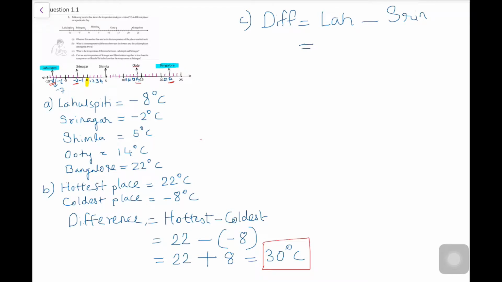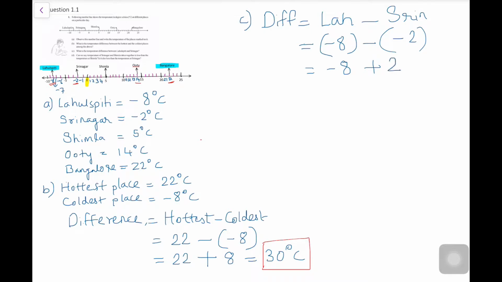Okay, so that is minus 8 minus, in Srinagar you have minus 2. So that's equal to minus 8. Here also negative and negative becomes plus. So plus, what is after negative, negative becomes plus. What is left is 2.